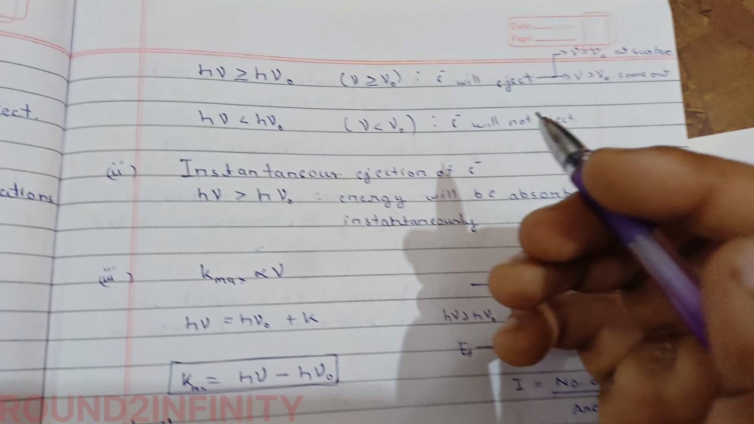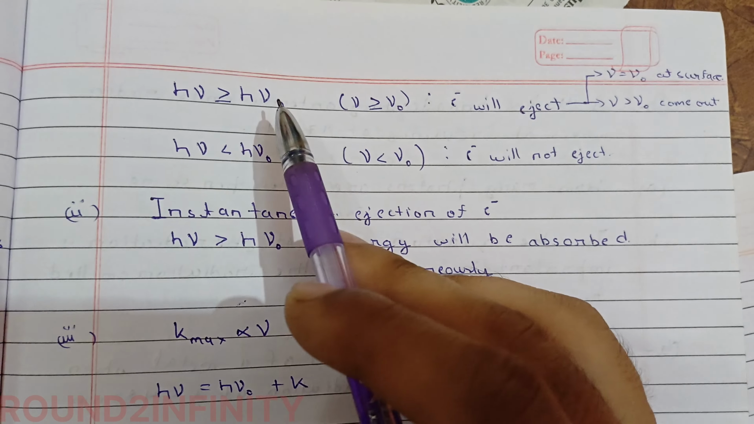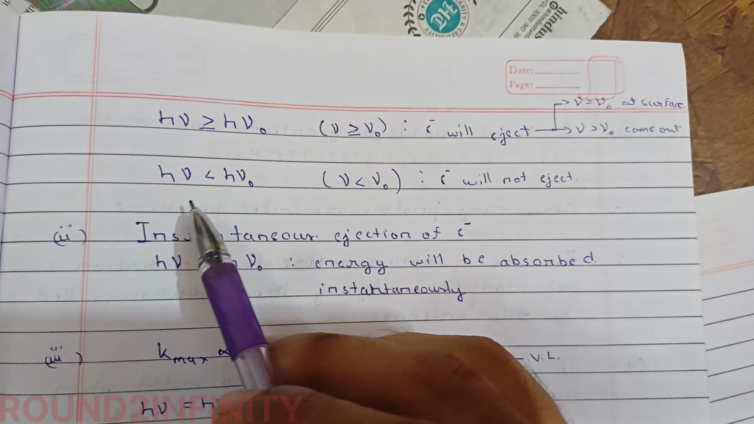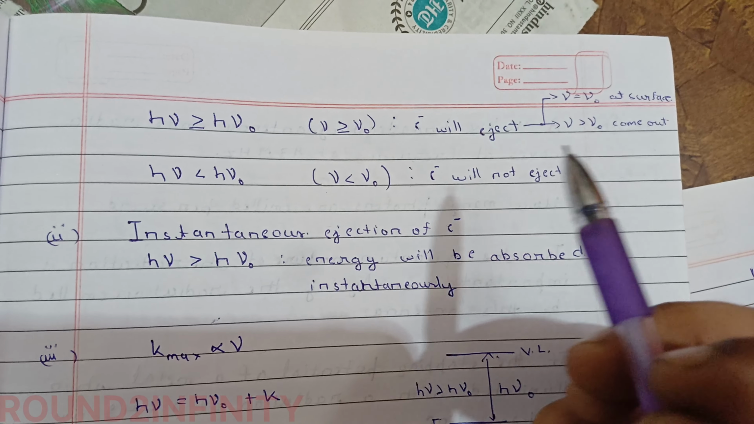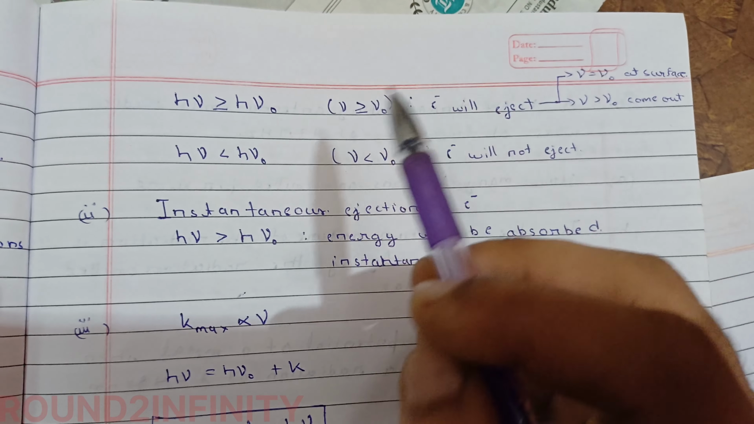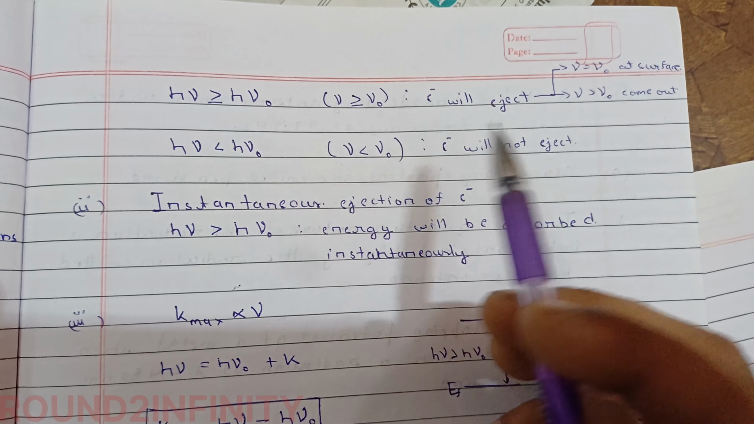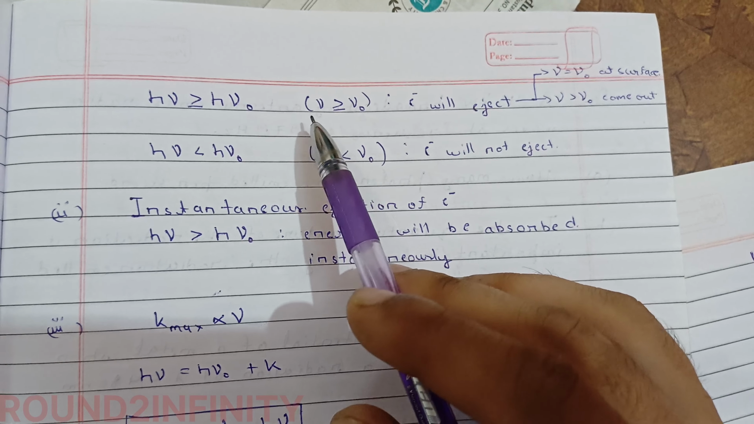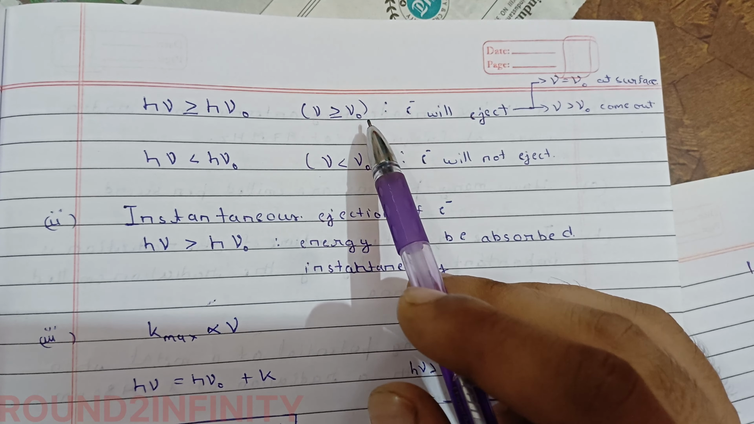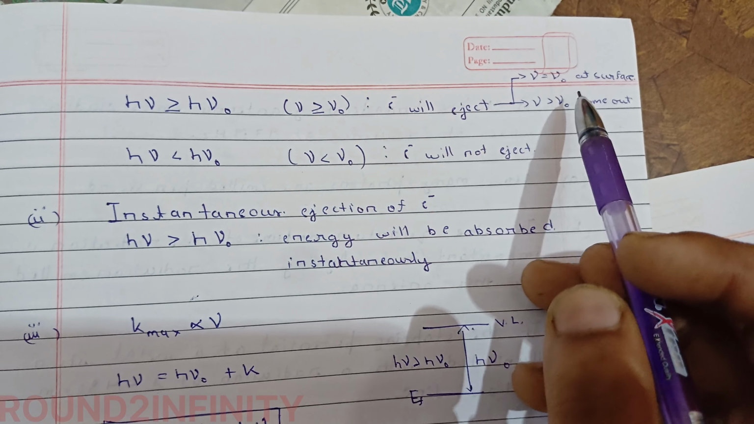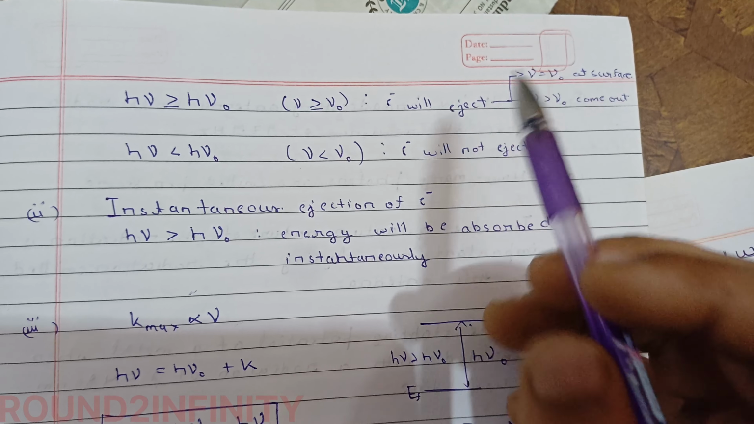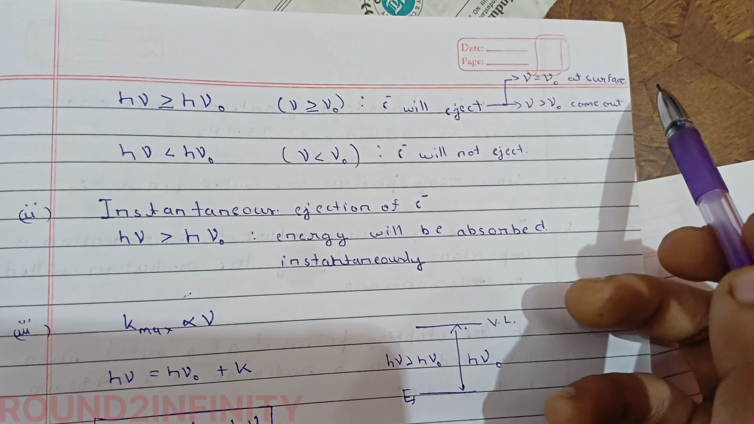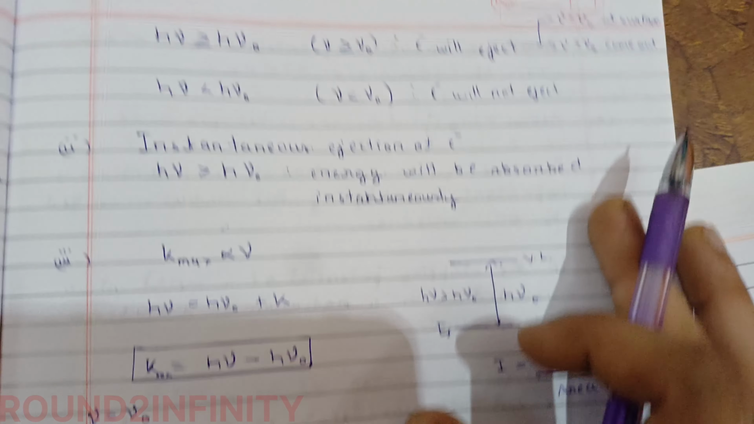Now this explains the observation: if h nu is greater than h nu naught, which is the work function, then the electron will eject, and if h nu is less than h nu naught, then the electron will not eject. And this is very similar to the experimental observations. There can be two cases, when nu is equal to nu naught and when nu is greater than nu naught. When it is equal to nu naught, the electron will be at the surface but not come out. And when frequency is greater than nu naught, the electron will come out, meaning it will have some kinetic energy also.